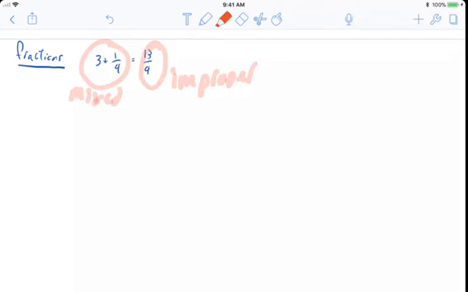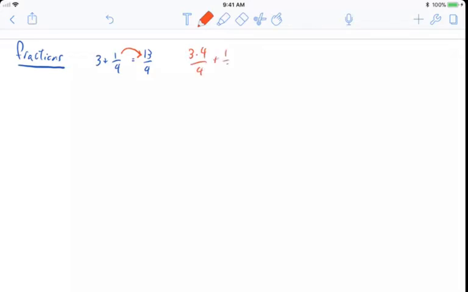So last video, we talked about how to go this way. And the way to do it involves multiplication, right? And so in this case, you'd write 3 times 4 over 4 plus 1 over 4, which gives you 12 over 4, plus 1 over 4, which gives you 12 plus 1 over 4, which gives you 13 over 4.